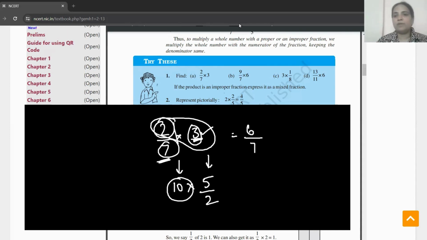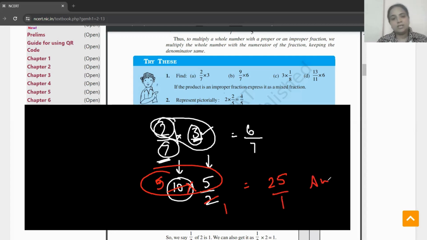And they have a common factor 2, no bache? Both come on the table of 2. So this common factor 2 means you can divide both by 2. So this 10 when divided by 2 will give you 5. And this 2 when divided by 2 will give you 1. Now corresponding numerators you will multiply because there is multiplication ka sign between them. That will be 25 by 1. That is the answer.